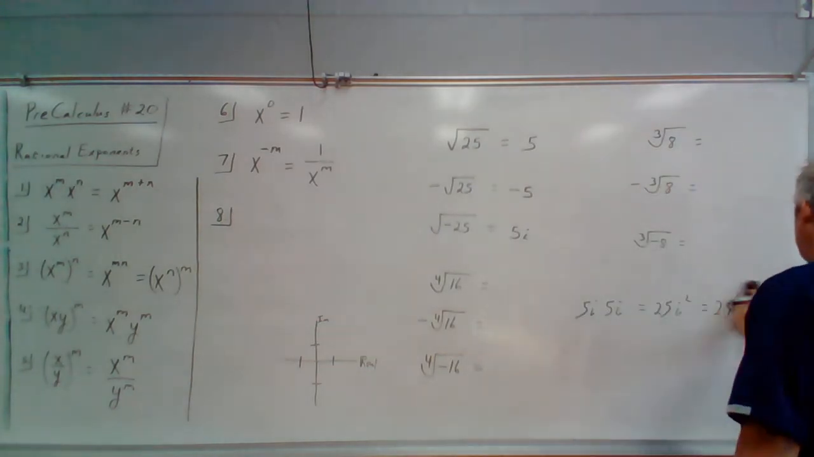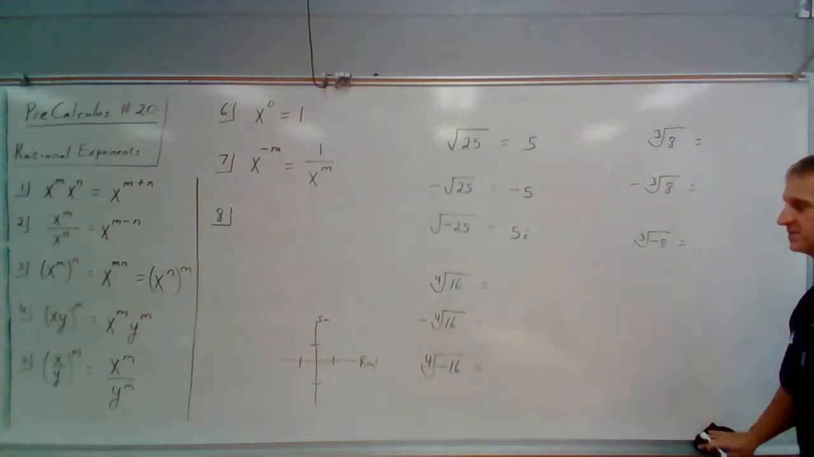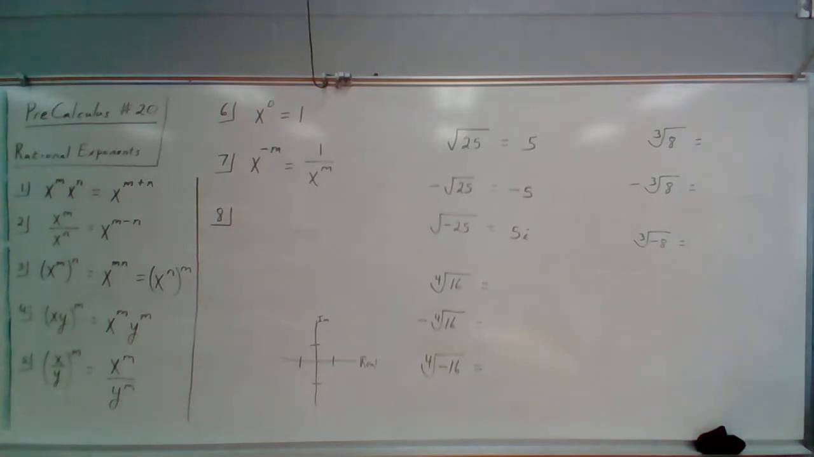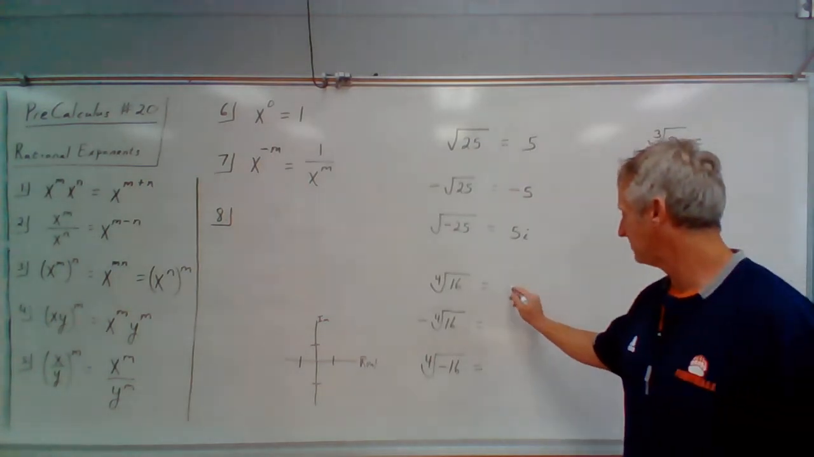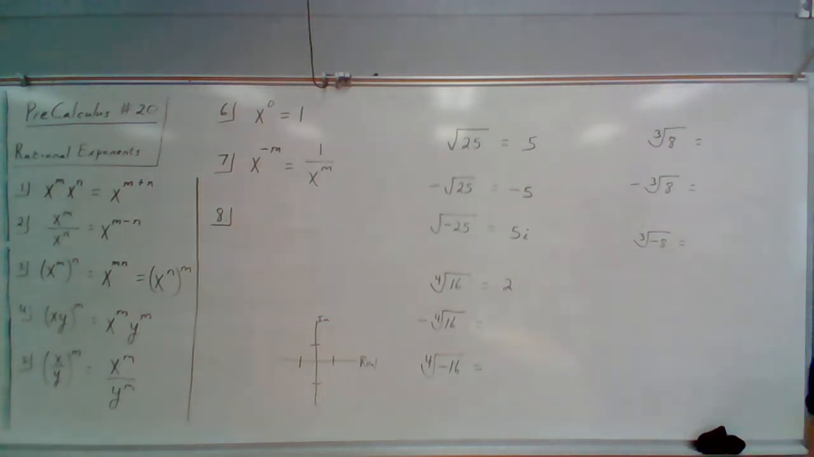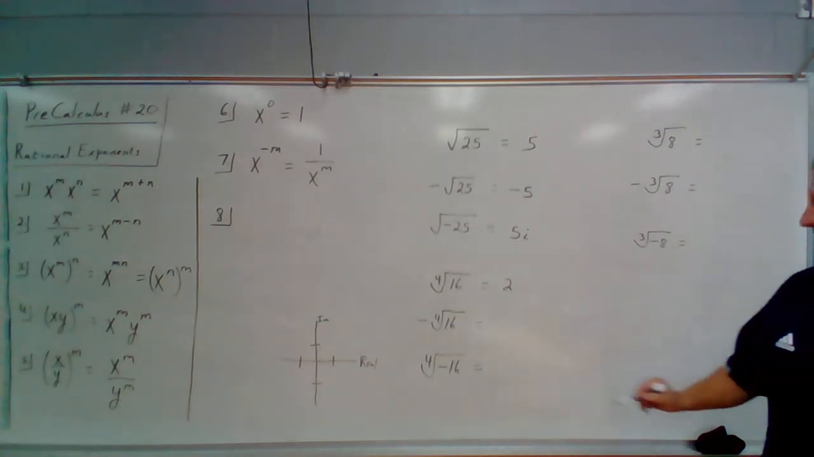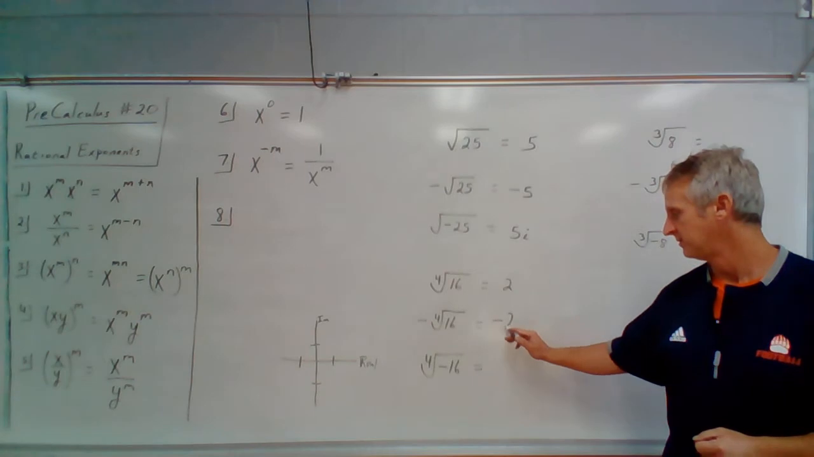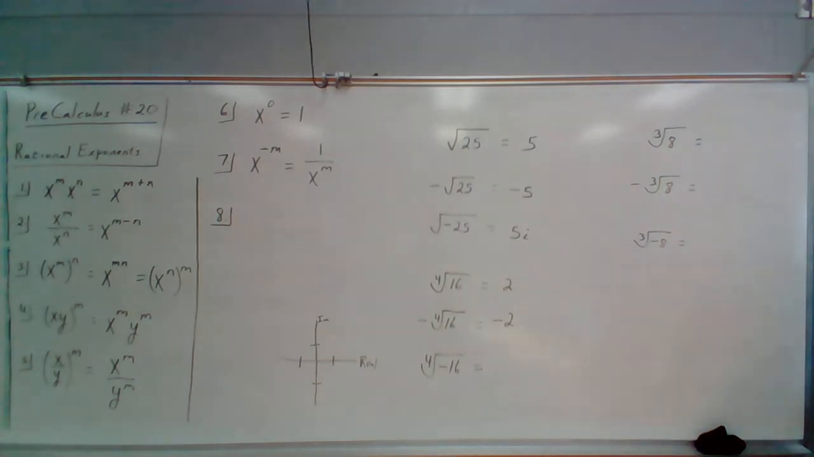All right. What about the fourth root of 16? So what number can we multiply by itself 4 times and get 16? Now that would be 2. 2 times 2 times 2 times 2 is 16. All right. Negative fourth root of 16, that would be negative 2.